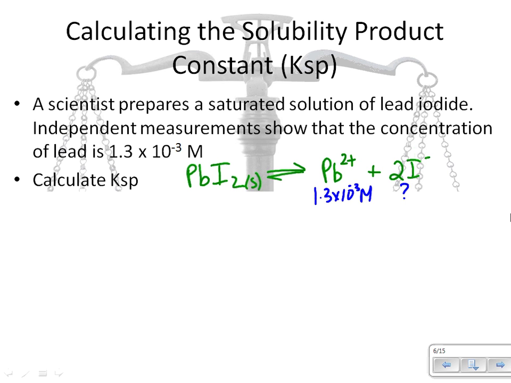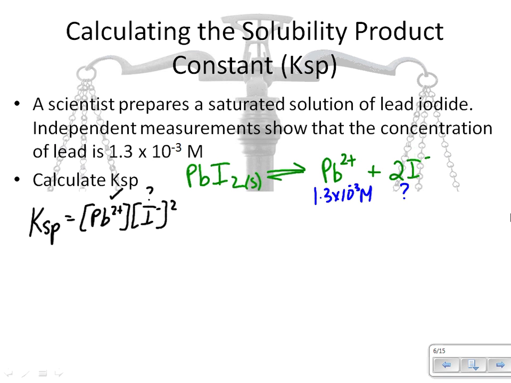So your expression for KSP, you should all be able to write that now. It's your concentration of lead ions times your concentration of iodide ions squared. So we know this, we can plug that in. We just have to figure out what your concentration of iodide ions is, and then we can plug those two numbers in and calculate our KSP. So how do we find the concentration of your iodide ions?